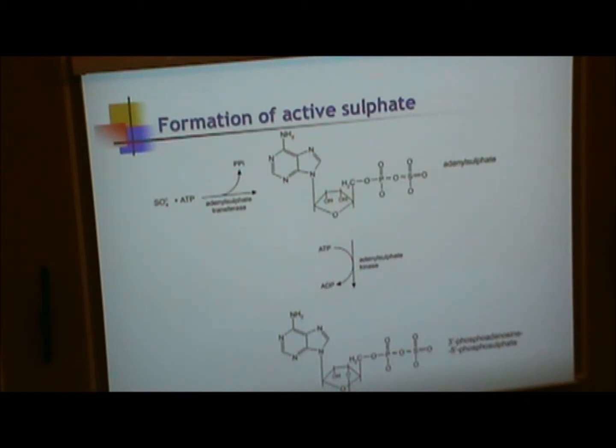This is the so-called active sulfate. It serves as a donor of sulfate group in detoxification processes and in biosynthesis of sulfated glycosaminoglycans, like chondroitin sulfate, like dermatan sulfate, like heparin, like heparan sulfate.